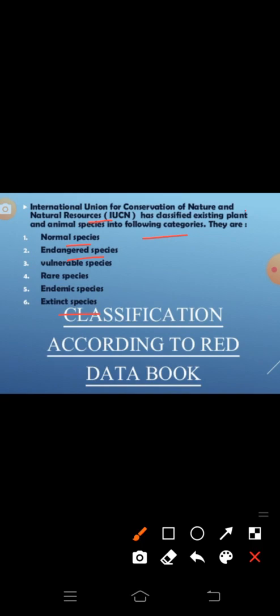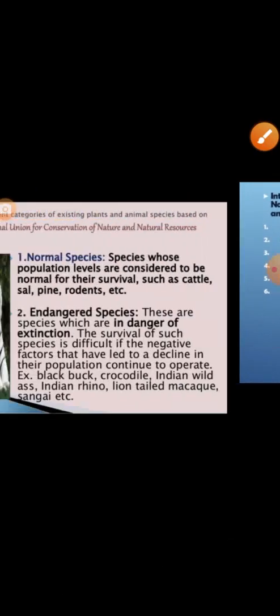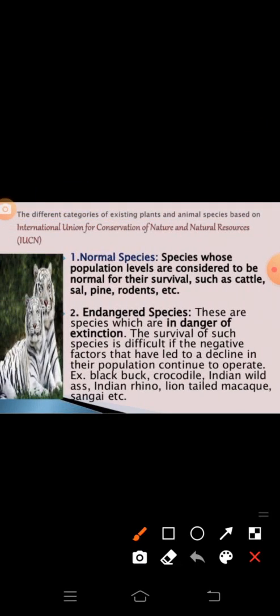So next we will discuss all categories one by one. First, normal species. Species whose population levels are considered to be normal for their survival, such as cattle, sal, pine, rodent, etc.